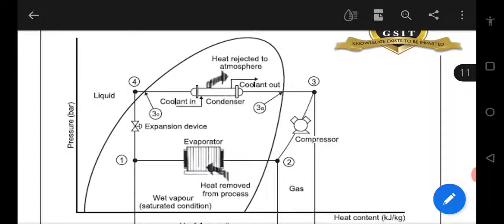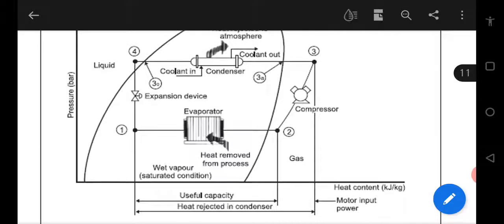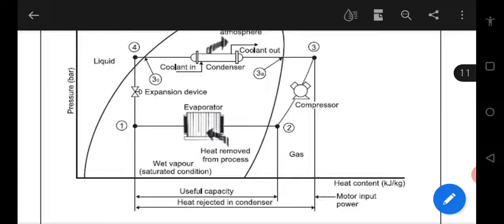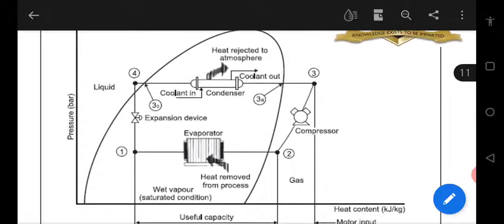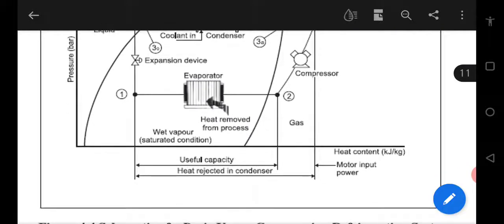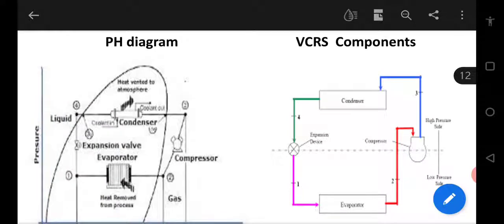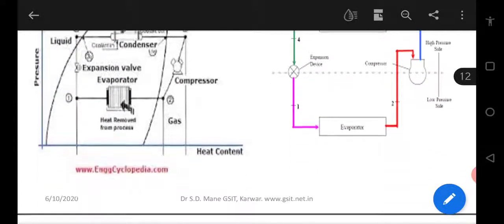And lastly 4 to 1, that is a throttling valve or expansion device, where the pressure is reduced and the temperature is also reduced. But there is some small flash evaporation, and the inlet at 1 to the evaporator is not saturated liquid, but a small amount of vapor is also available there. So these are the 4 components: evaporator, compressor, condenser, and expansion valve.